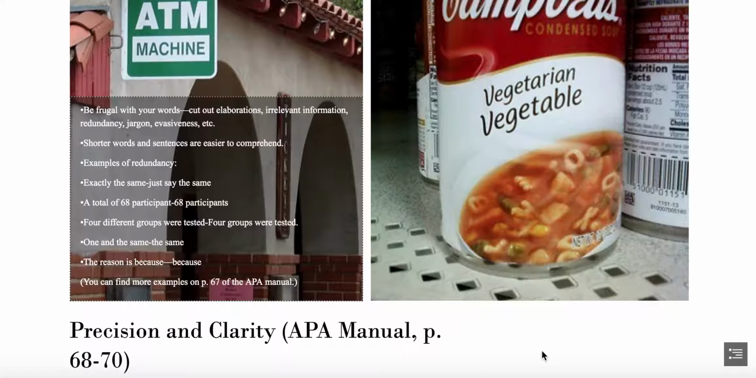People mostly assume that the groups were different, or why would you have four groups, right? One and the same. Again, just write the same. The reason is because. That's what because means, is the reason. So you can find more examples in your APA manual.